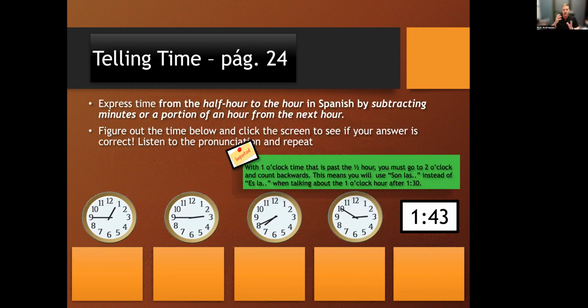Assuming you're still with us, we're going to do another example. We talk about the half hour, from the half hour to the 59, as subtracting. We use the word menos for that. So I want you to look at these 5 clocks. You're going to write down your answers to these 5 times, pause, then come back and we'll look at them together.